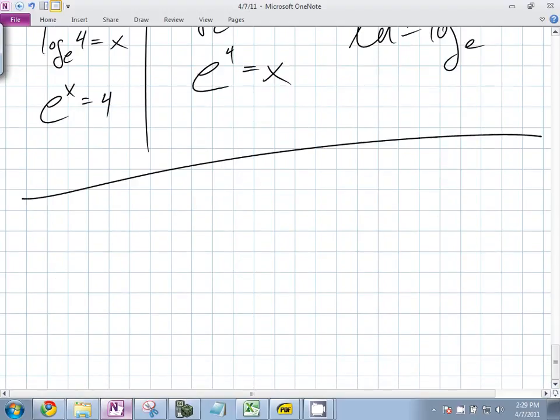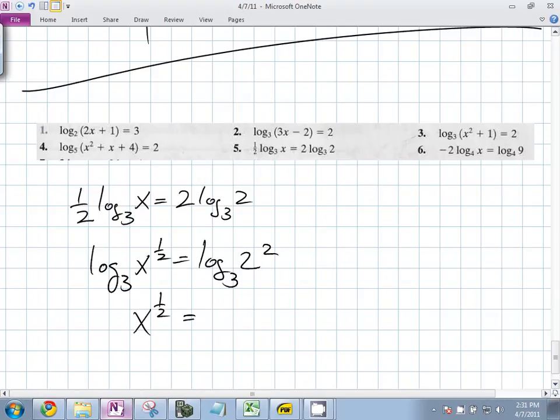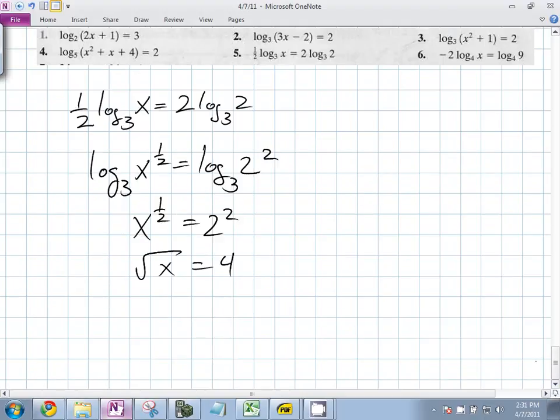Any last questions on that homework? Same base. What do you do with the coefficients? If log base 3 of x to the 1/2 equals log base 3 of 2 squared, what does that mean has to be true? X to the half equals 2 squared. So the square root of x is equal to 4, so x is equal to 16. Nice and clean.